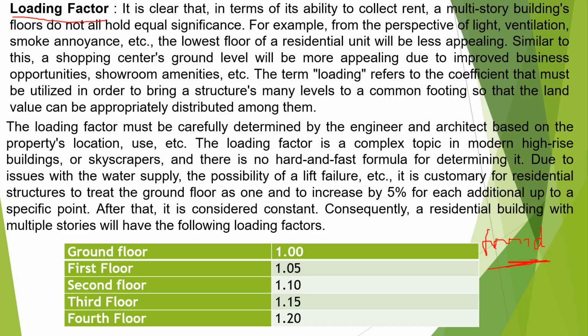So it is clear that in terms of ability to collect rent, multi-story building floors do not hold equal significance. For example, from the perspective of light, ventilation, smoke, annoyance, etc., the lowest floor of a residential building will be less appealing. Similarly, in the case of a shopping center, the ground floor level will be more appealing due to improved business opportunities, showrooms, etc. So in both cases you have to see what type of utilities the building has. If it is a residential building, the lowest floor will be less favorable.